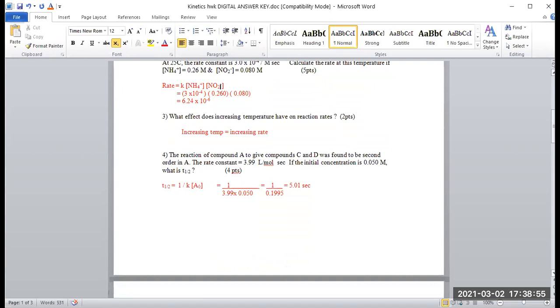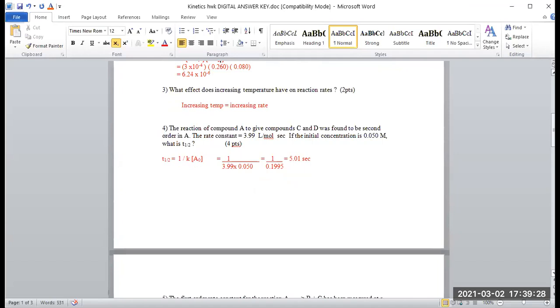For the last one on that page, note this is a second order reaction. So I need to account for my initial concentration. Your T1/2 is 1 over the K value times that initial concentration. If I plug in my numbers, 0.399 and 0.050, and finish out my math, you should get approximately 5 seconds. And the unit is seconds because when you looked at the rate constant, the time unit used there wasn't seconds.